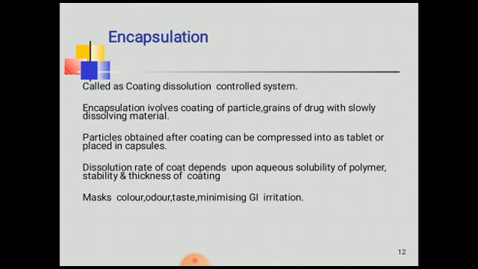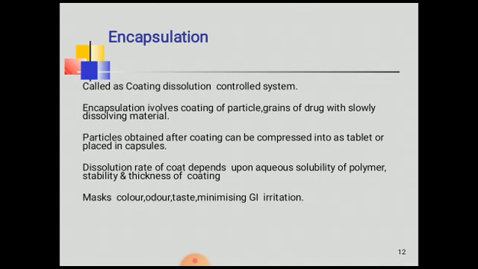Any one of the methods we take, in that method we are going to coat this particle. Okay, so the powder form is converted to granules or grains, then those granules are compressed into a tablet, or we fill them in a capsule. That's it. Particles obtained after coating can be compressed into a tablet or placed in a capsule.